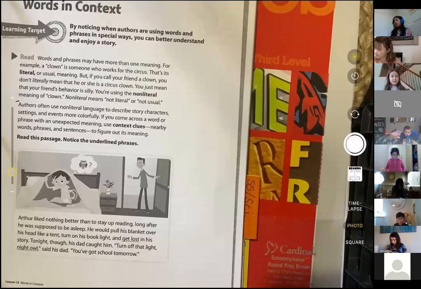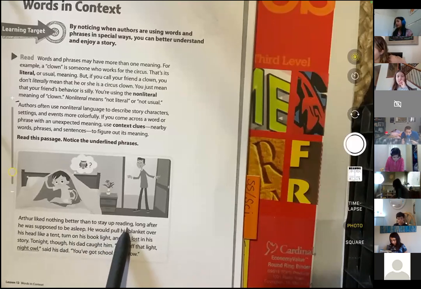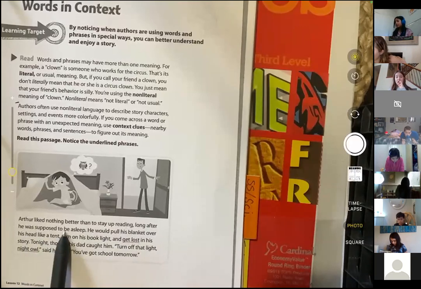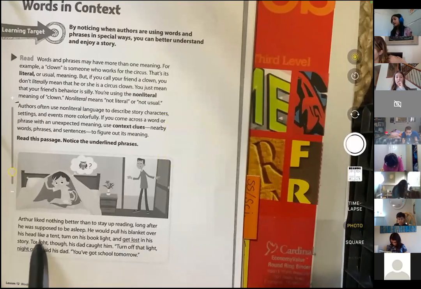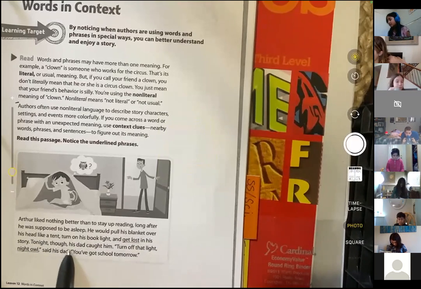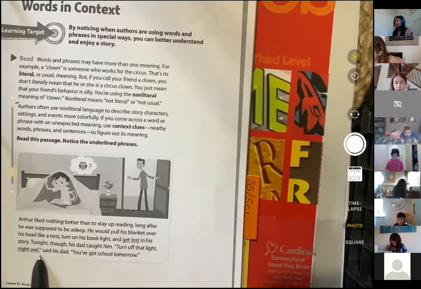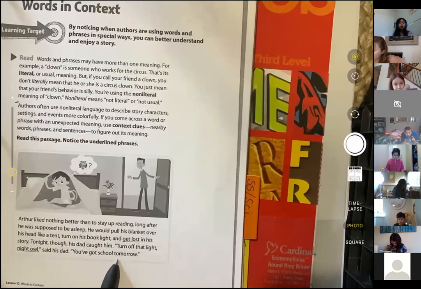Arthur likes nothing better than to stay up reading long after he was supposed to be asleep. He would pull his blanket over his head like a tent, turn on his book light, and get lost in his story. Tonight, though, his dad caught him. "Turn off that light, Night Owl," said Dad. "You got school tomorrow."